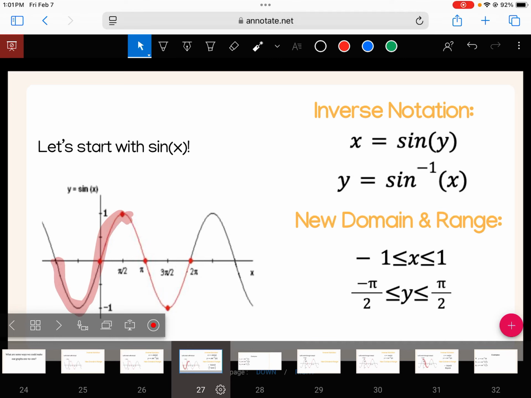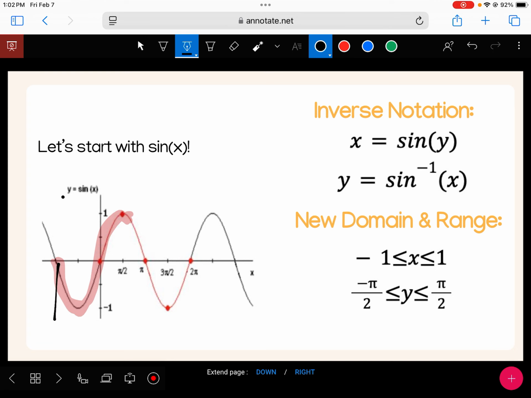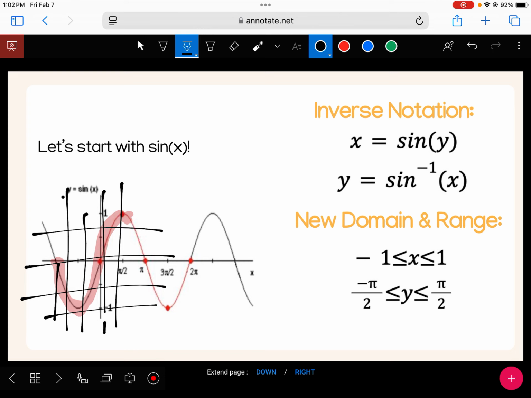You see the part I have highlighted in red? Does it make sense why that is a valid function? Because none of the points cross. You can draw a horizontal line anywhere you want to and a vertical line, and none of the points will ever be one-to-one.